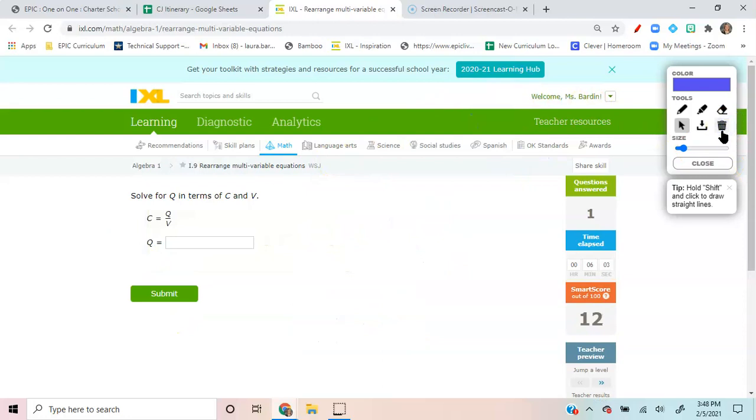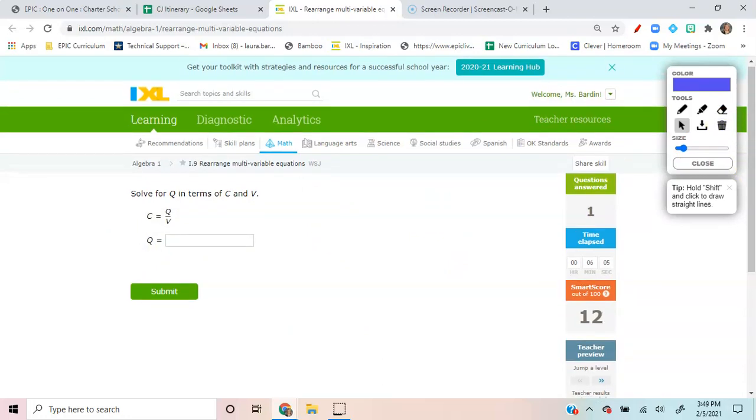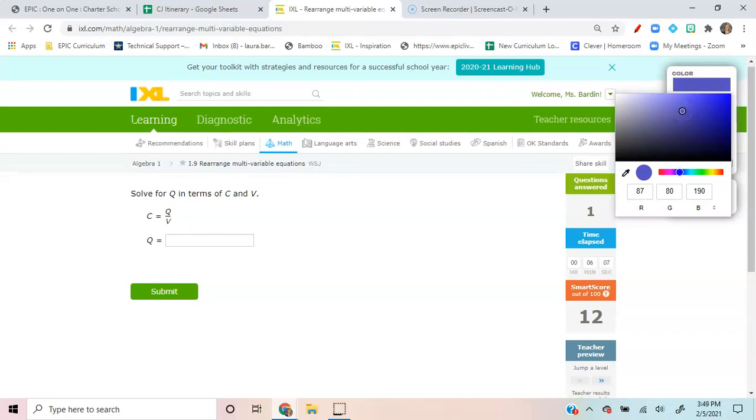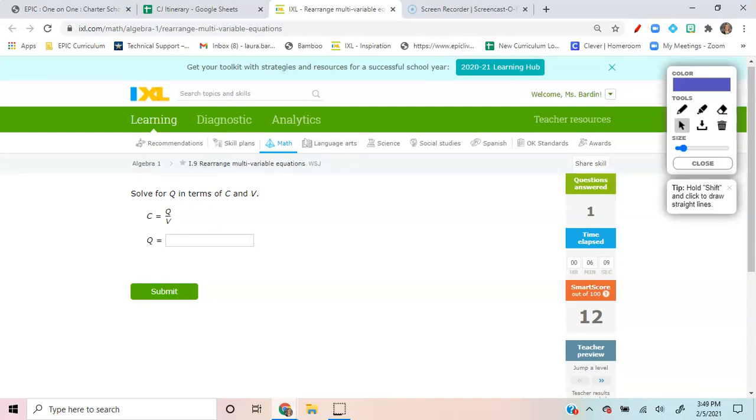So let's go ahead and do it again. This time we're using the formula C is equal to Q divided by V. Fractions mean division. So whenever I read this, it is Q divided by V. Again, what is the opposite of divide? It's going to be multiply. So in this instance, the opposite of division is times V.